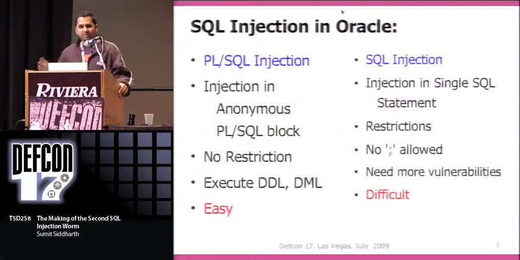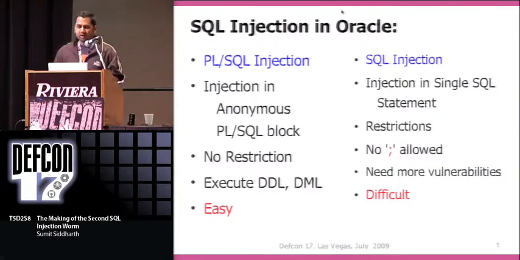So let's get started. When we talk about SQL injection in Oracle, there can be two broad categories depending on where your injection point is. Your injection point could be in an anonymous PL/SQL block, which will typically be called a PL/SQL injection. Or you can have the injection in a single SQL statement, like a select query. So a common example is a where clause in a select query, where you have your injection point.